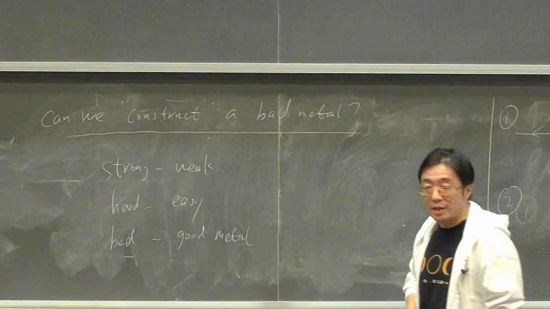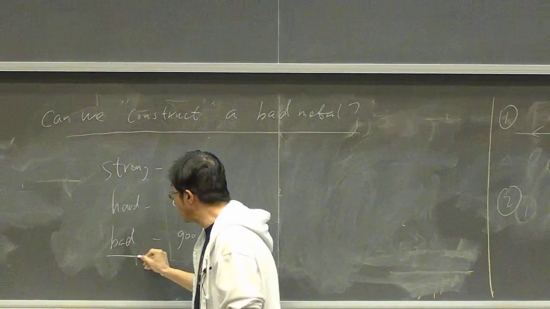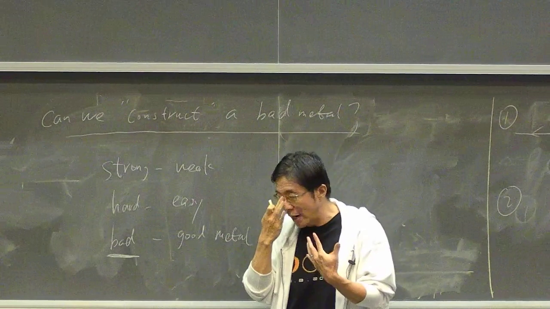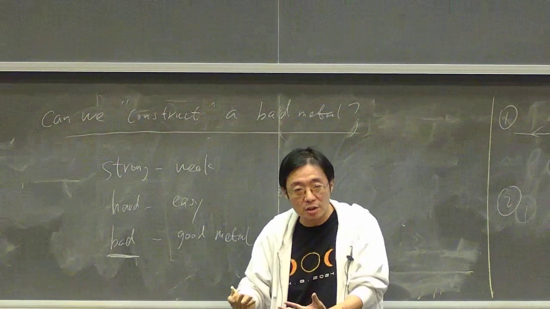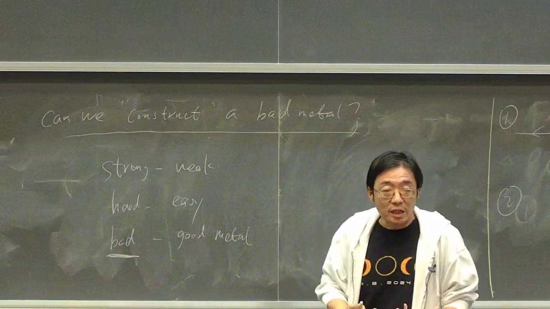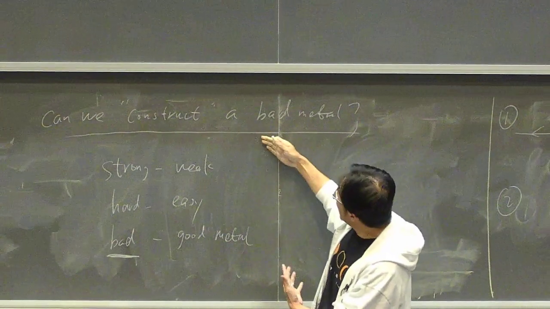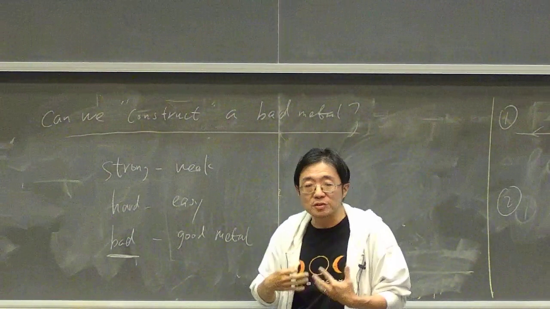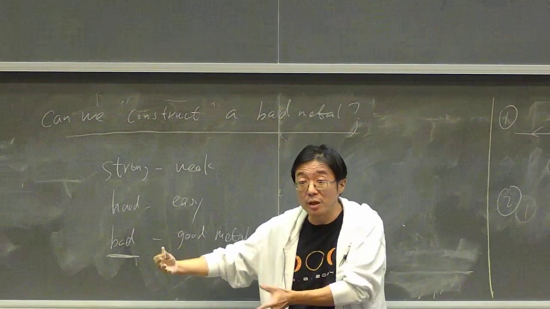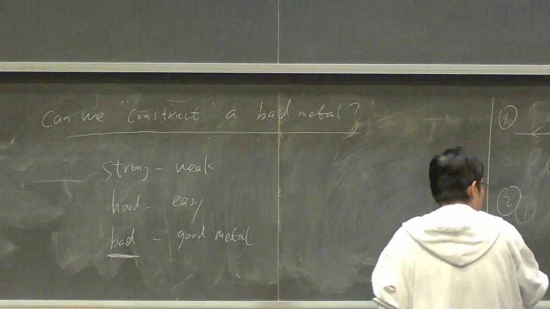So that means the bad metal for electrons, or more accurately, a bad metal for charge, is what we want to get. We just need to make a duality such that a bad metal for charge is a good metal for something else, and we just need to describe the system in terms of that something else.